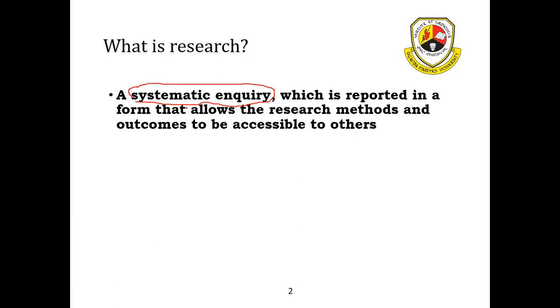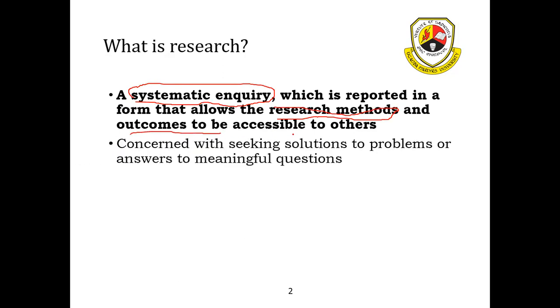You identify a gap, you go ahead and select a research method, and then publish the outcomes to others, make it accessible to others. So it is, again, like he said, concerned with seeking a solution to a problem. But as we said yesterday, this is not an organizational problem per se, or a personal problem. It's a problem that exists within a research community.